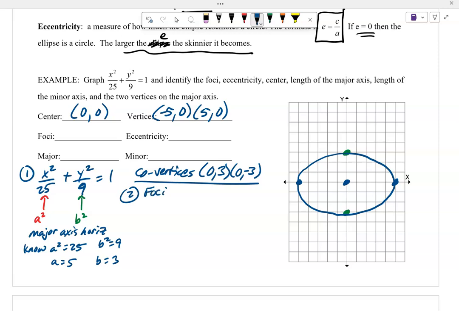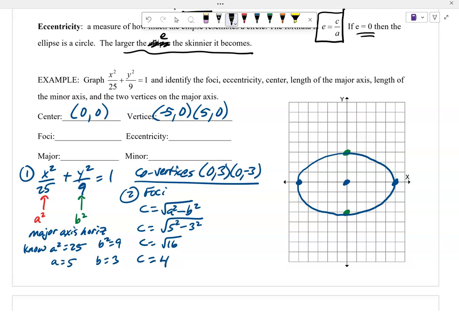So what's our C value? In other words, how far over do we go to find where our focus is? We're trying to find that value right there. Well, since C squared equals A squared minus B squared, C is the square root of A squared minus B squared. So C equals, remember our A is 5, so 25 minus B is 3, so 25 minus 9, I get 16. So our C ends up being 4.